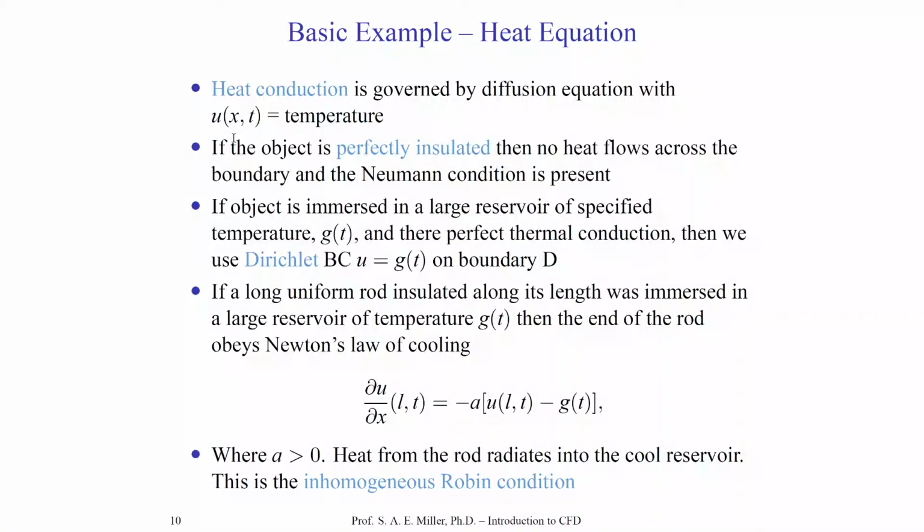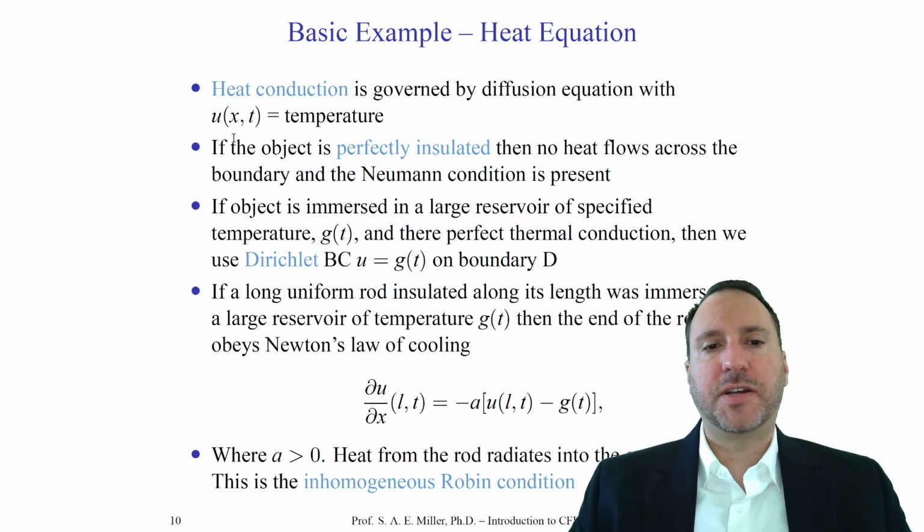Now, if the object is perfectly insulated, then no heat flow moves across the boundary, and you might present a Neumann condition. If an object is immersed in a large reservoir of specified temperature g, for example, then it might be considered a perfect thermal conductor. Then we have the so-called Dirichlet condition. That is, u is some function g of t on a boundary.